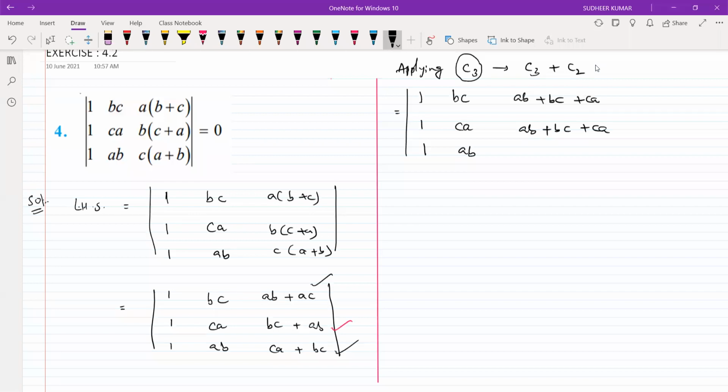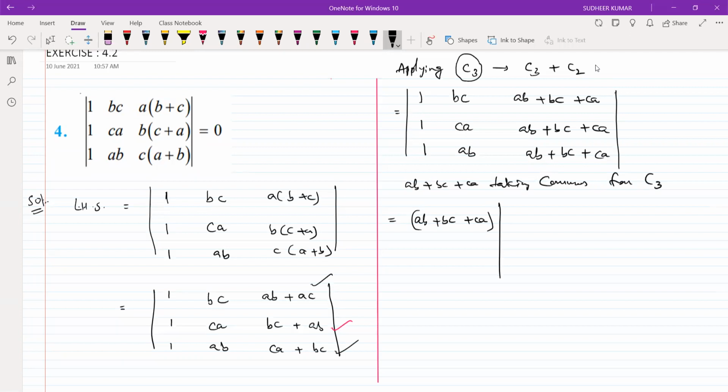Similarly, the third one also same. What is the third one? AB plus BC plus CA. That's it. So in C3, all the elements are same. So we can take common. Then that can be expressed as AB plus BC plus CA. So write AB plus BC plus CA taking common from C3.